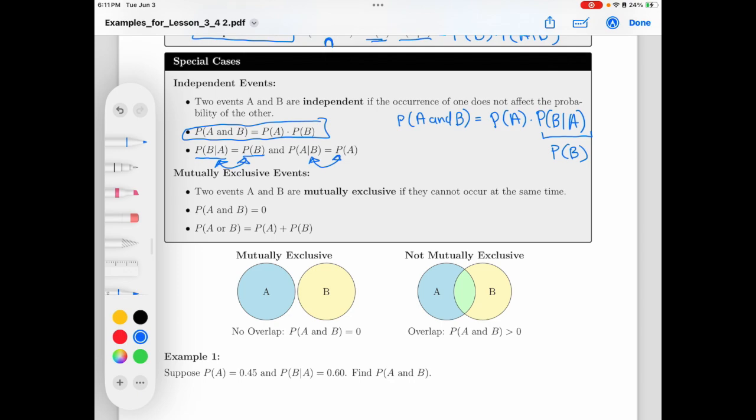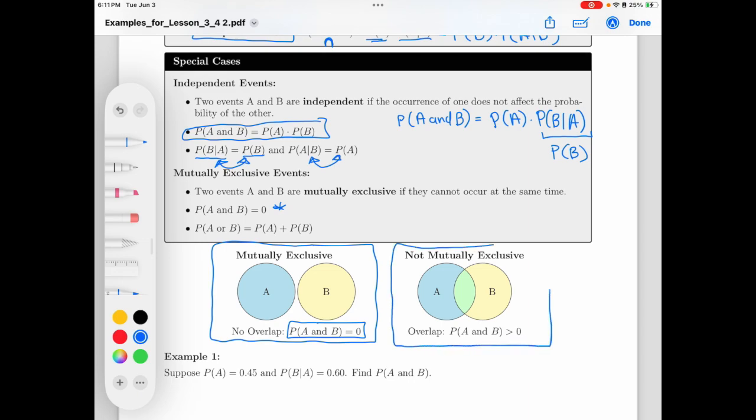Now, on the other hand, if you're looking at mutually exclusive events, that means that they cannot happen at the same time and there's going to be no overlap. If we look at the diagram, if we look at two events, A and B, they don't have anything in common. Those two sets have nothing in common. There's no overlap. So when I look at the probability of both of them happening at the same time, that's going to be 0. So when I know two events are mutually exclusive, I also know automatically that the probability of A and B is going to be 0.